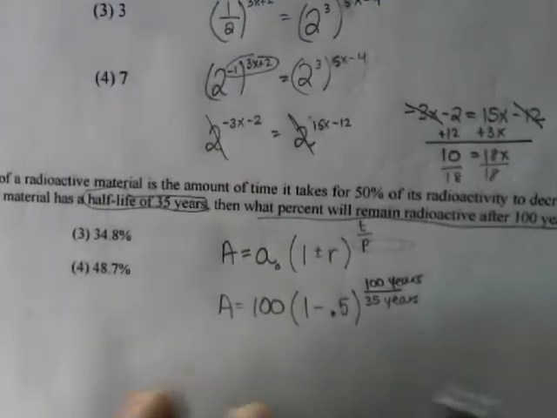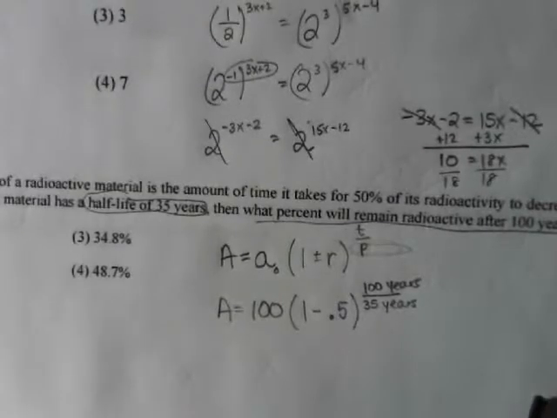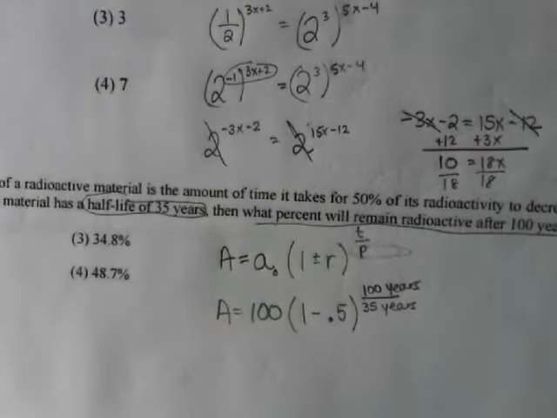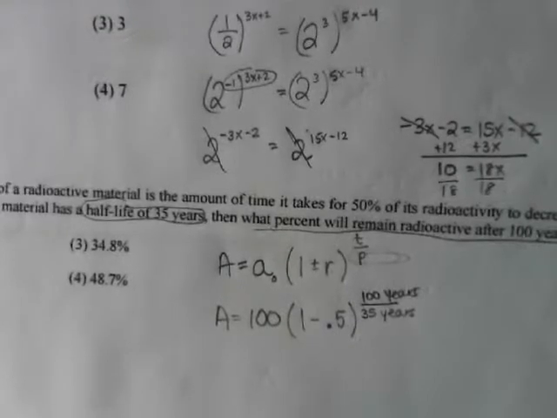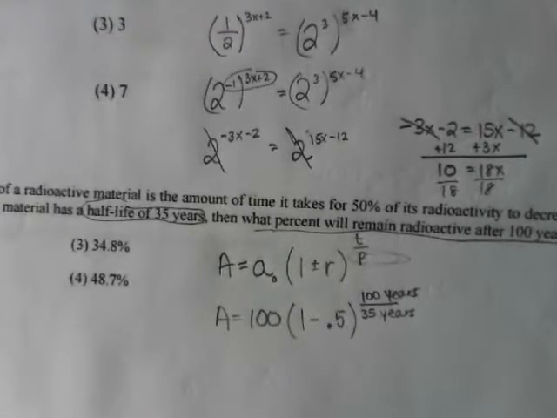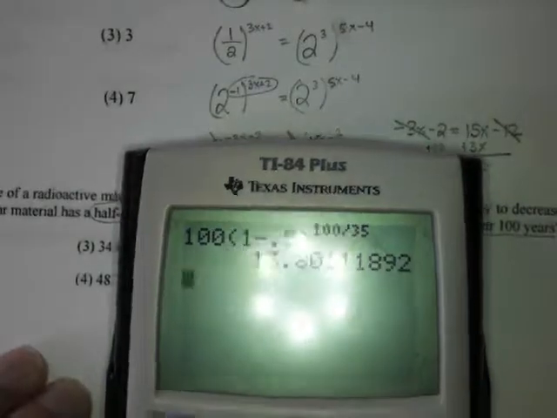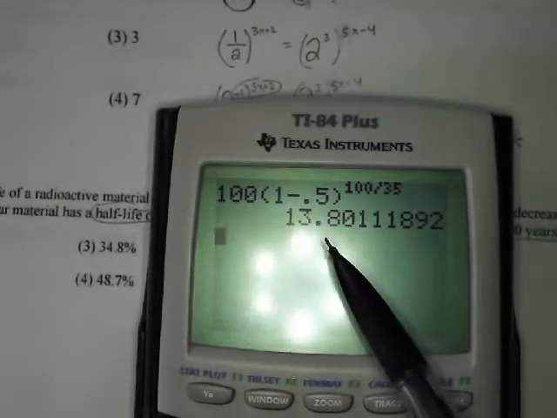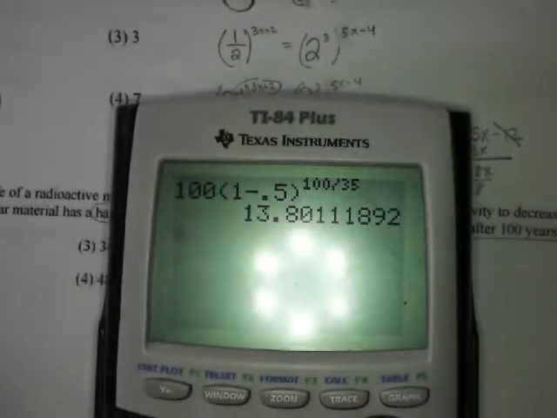And then I would just calculate this out. So I started with 100, and then we're going to see how much is left, and then obviously because it's out of 100, it's nice, easy percent. So 100 times (1 minus 0.5) to the 100 divided by 35, and I get 13.8. Okay? So it's 13.8, I don't know, grams. Doesn't really have a unit on it, but if 13.8 are left out of an initial 100, what percentage is 13.8 out of 100?